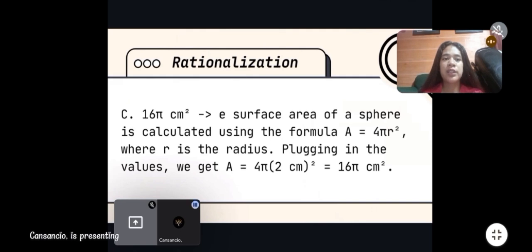because the surface area of a sphere is calculated using the formula A equals 4 pi r squared, where r is the radius. So in this case, plugging in the values, we get A equals 4 pi (2 centimeter) squared, which equals 16 pi centimeter squared. So, 4 times 2 squared is equal to 16 pi centimeter squared.